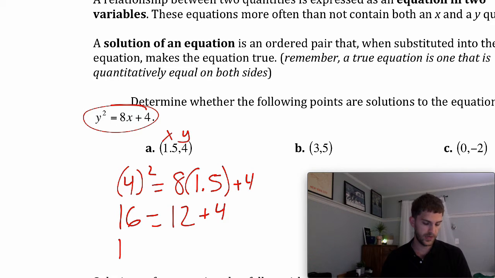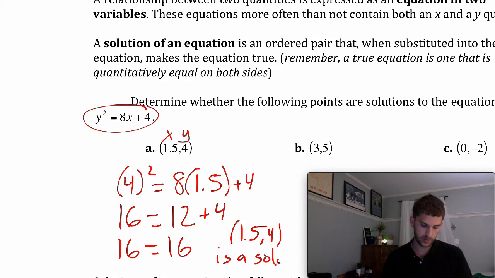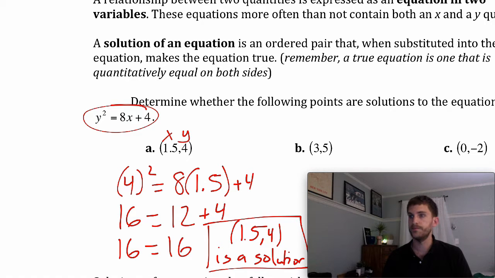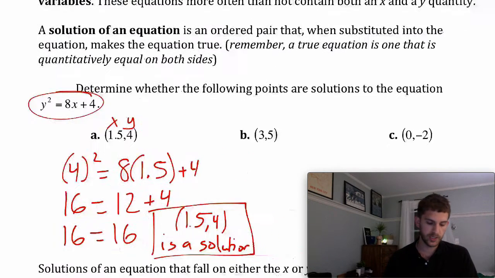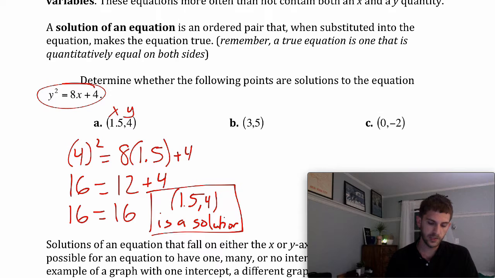Now, simplifying this a little bit more, we get 16 equals 12 plus 4. Guess what? That's also 16. So we can say 1.5 comma 4 is a solution. That's one solution. Now the next one, let's plug in the x and y values. The x value is 3, the y value is 5.